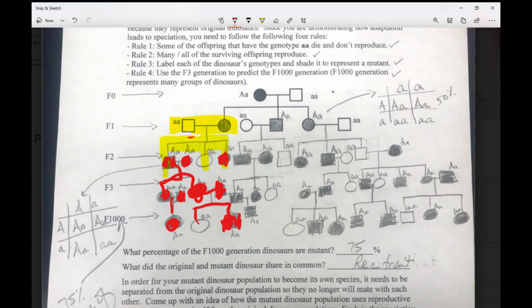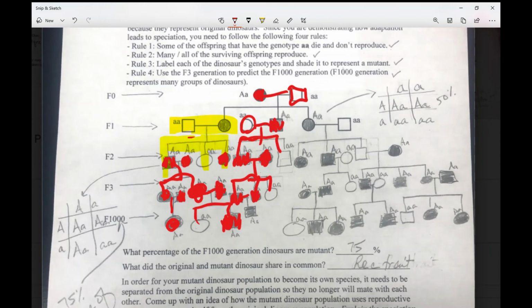Now let's look at these two here. This was the original, these parents up here. This is their child. And then they married a normal person, but they had two children. One had the dominant trait. That person married someone with the dominant trait, which is my mutation. They had three children, and two out of the three had the dominant trait.